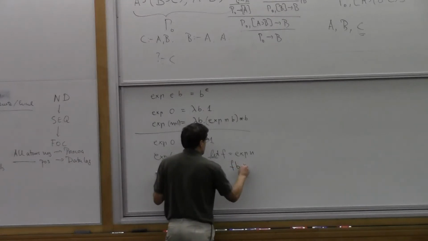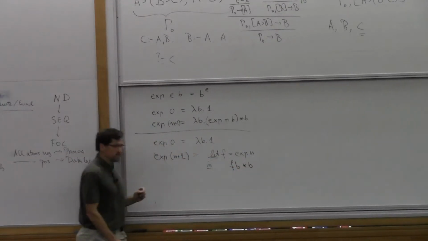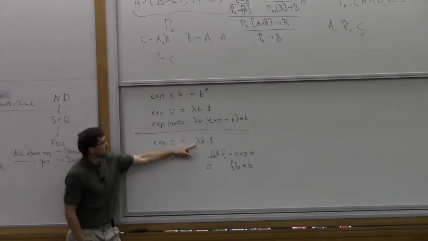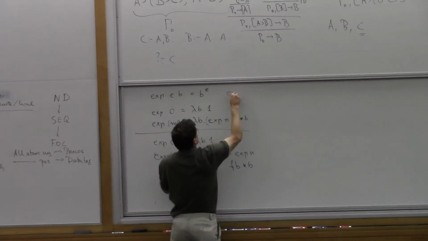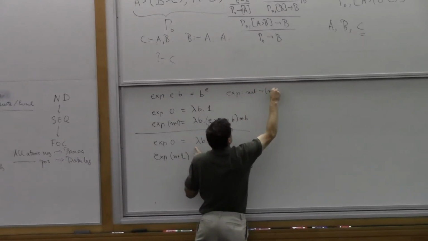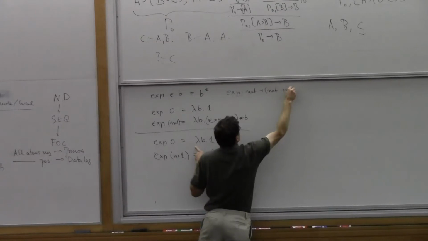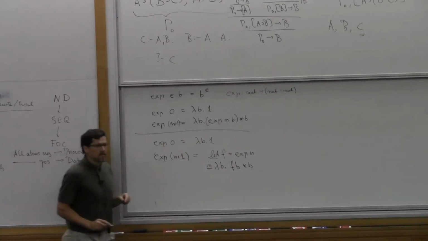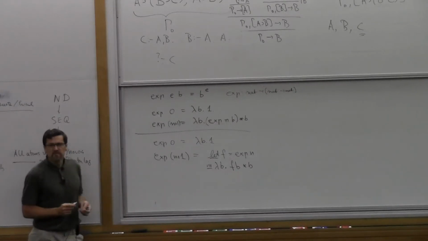F of b times b, except I need to return a function, right? Because exp takes a natural number and gives me back a function from natural numbers to natural numbers. So I need to say lambda b here, right? Okay, now what's the difference between these two functions?